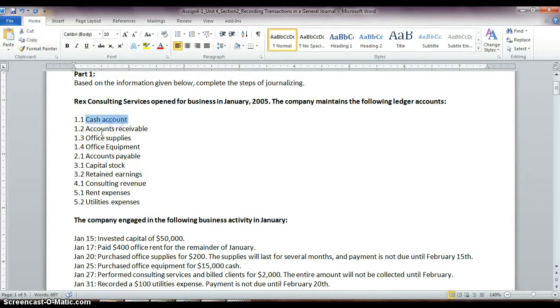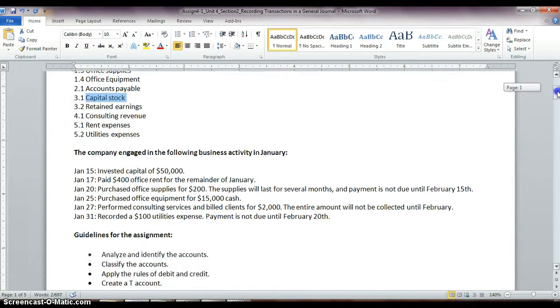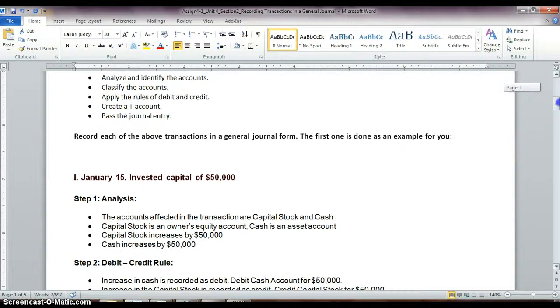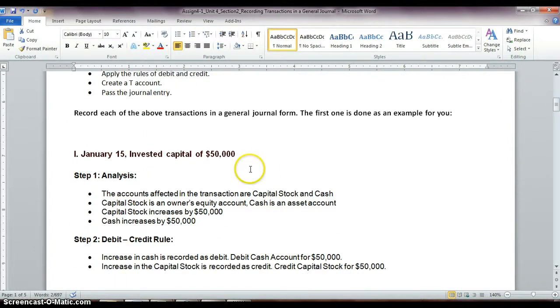So cash account is going to be an asset account. Accounts receivable is another asset account. Same with supplies and equipment. Accounts payable is a liability account. Capital stock, owner's equity, retained earnings. And then you have your revenue account and your expenses. So always refer, if you're not sure what to name an account, refer to that list, and that can often help you out. And they also give you a lot of clues within the transaction.